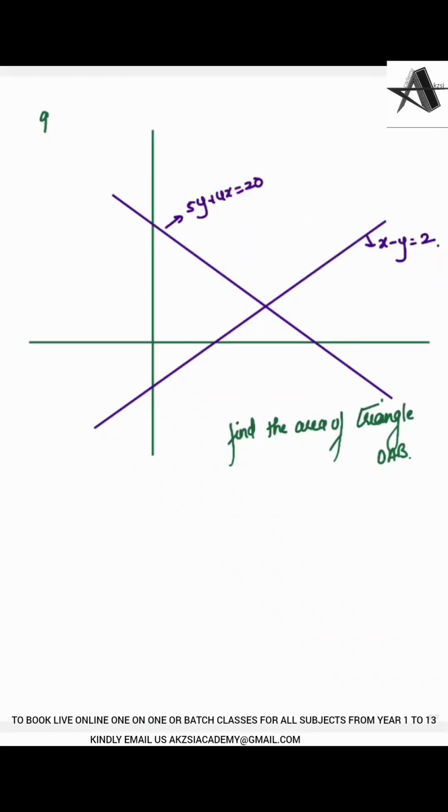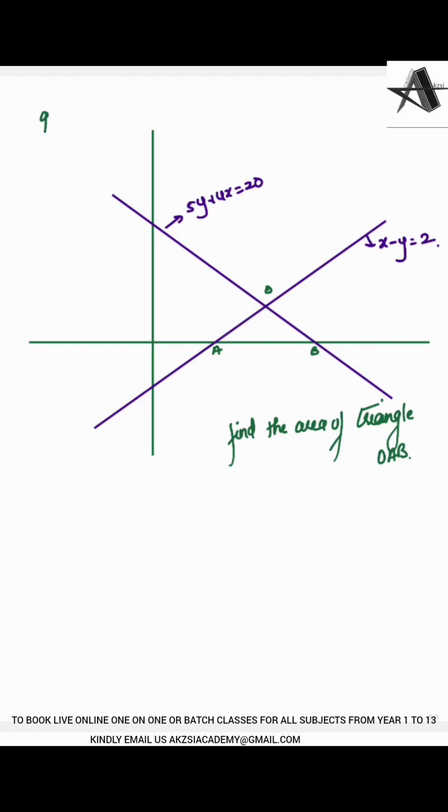See question number 9. The first line is 5y plus 4x is equal to 20, whereas the second line is given as x minus y equals 2. And we have to calculate the area of this triangle. It's actually ABO. We have to calculate the area of triangle AOB. That means we have to calculate the area of this triangle.